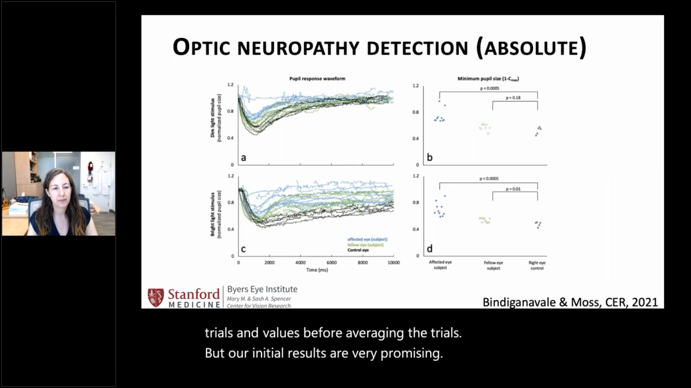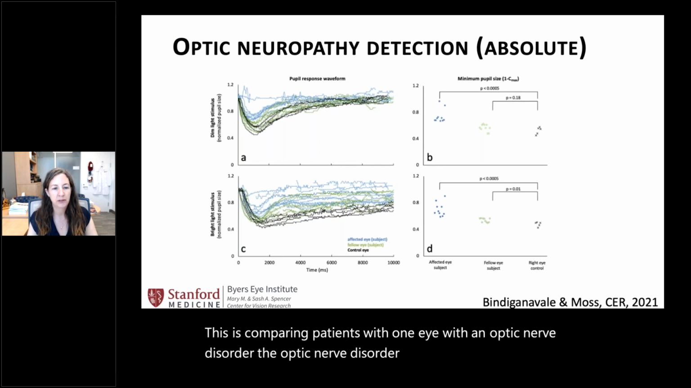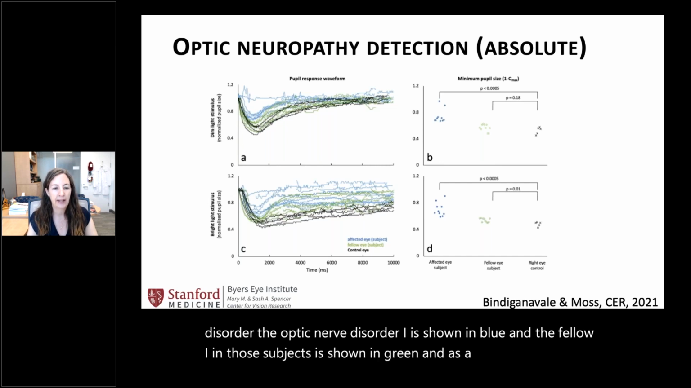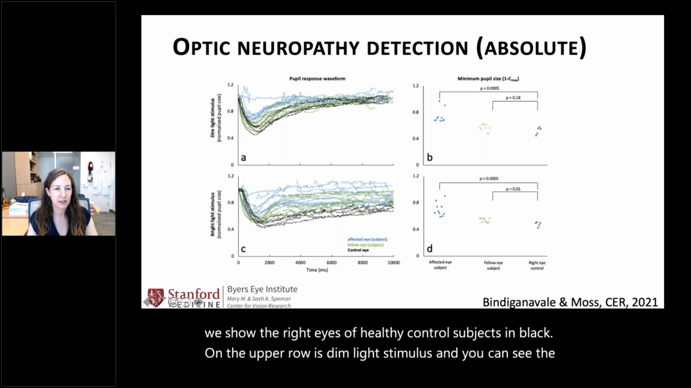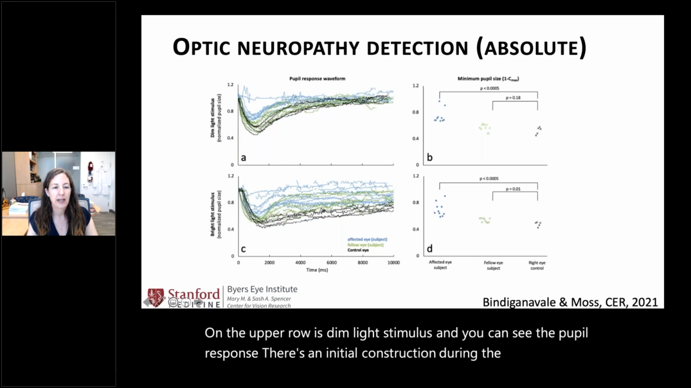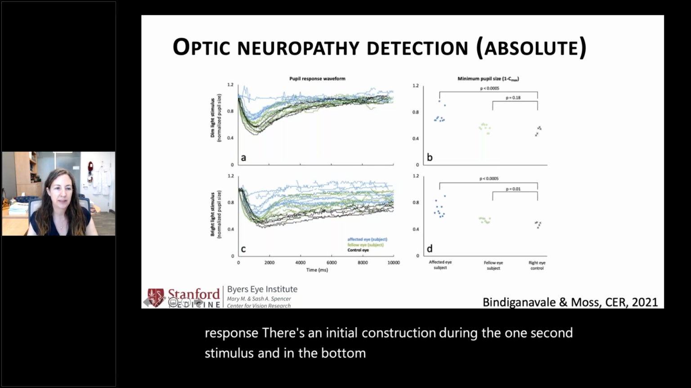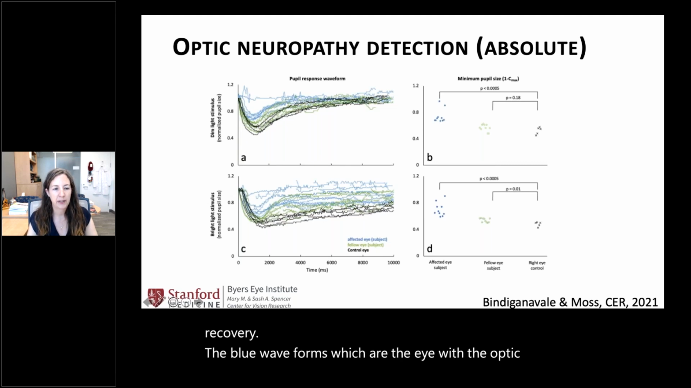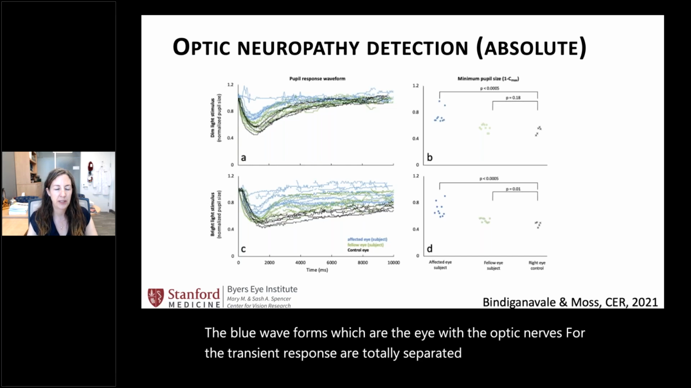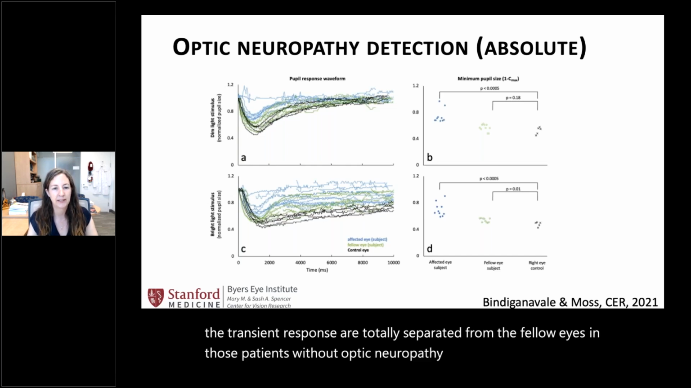This is comparing patients with one eye with an optic nerve disorder. The optic nerve disorder eye is shown in blue, and the fellow eye in those subjects is shown in green. And as a comparison, we show the right eyes of healthy control subjects in black. On the upper row is dim light stimulus, and you can see the pupil response. There's an initial constriction during the 1 second stimulus. And in the bottom row is a bright light stimulus, and you can see again there's a transient response followed by a slow recovery. The blue waveforms, which are the eyes with the optic neuropathy, are totally separated in the transient response from the fellow eyes in those patients and the normal control eyes in other people.